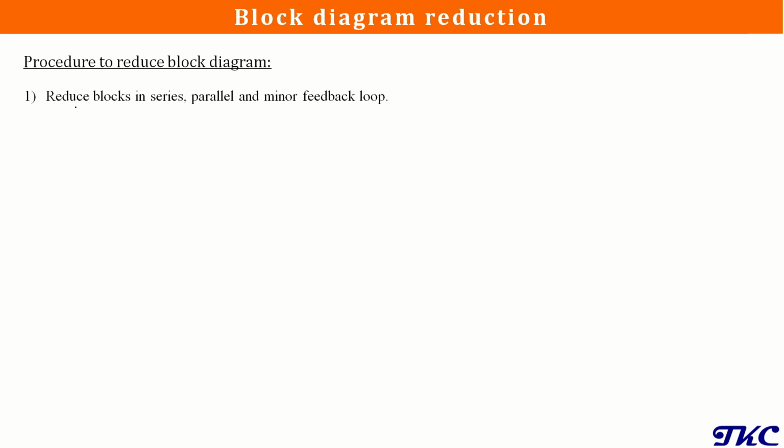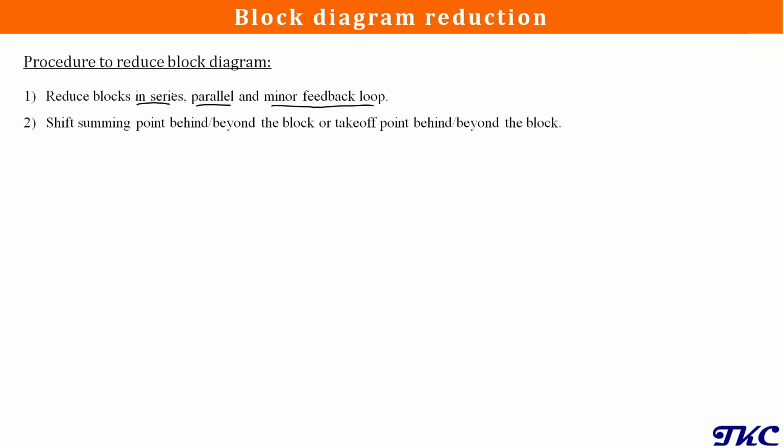So the first step, in a given block diagram problem, is to search for blocks in series, blocks in parallel or blocks in a minor feedback loop. If we have any of these, we can apply the corresponding rule in order to reduce those blocks into a single equivalent block. If we do not have any blocks in series, parallel or minor feedback loop, we have to create them.